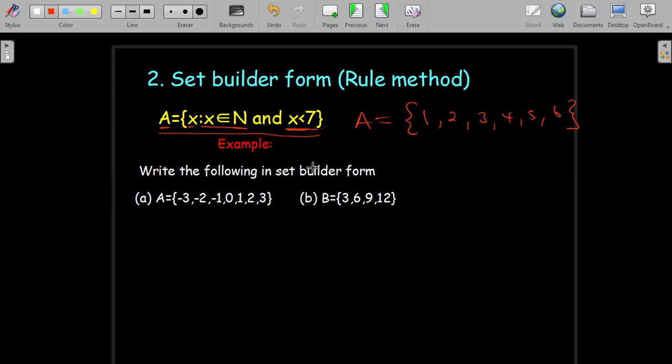Now, let us look at this example. We are moving from the roster form or tabular form, and we have to write it in set builder notation. So let's start with the first one, A. How is this going to be?